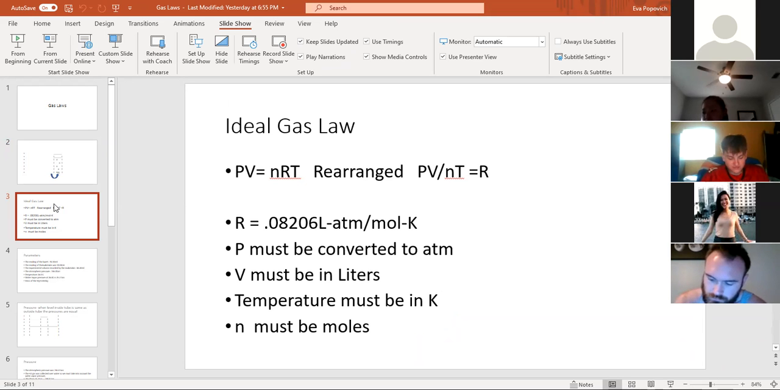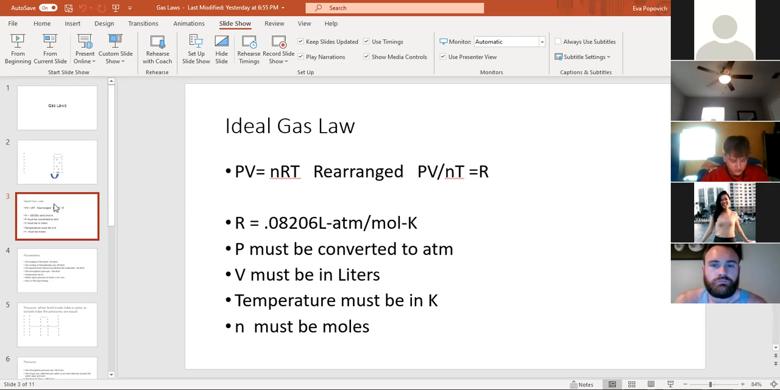Now, if we are using R as a value of 0.08206, the value of my pressure has to be in atmospheres. The value of my volume has to be in liters. The value of the moles is moles, and my temperature must be in Kelvin. We're all on a basic understanding here, right?